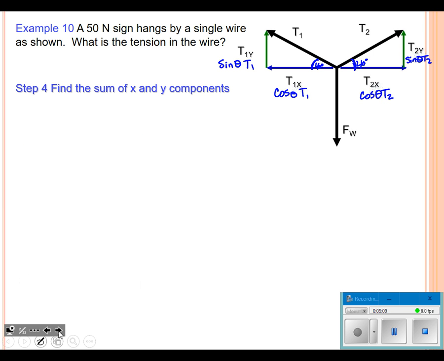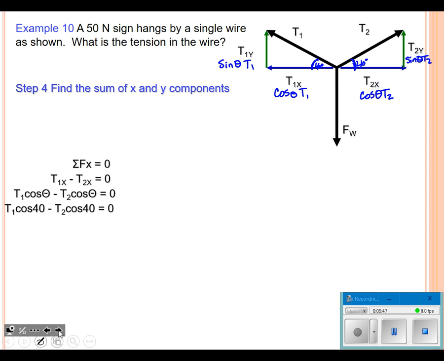All right, so I'm going to find the sums of the x and the y components. So I'm going to talk about my net forces. So I know in my x-plane that everything has to be 0 because my sign's not moving back and forth on the wall. Okay, so in the x-plane I have a T1x and a T2x, but they're going in opposite directions. So I'm going to go ahead and subtract those, but they equal 0 because those are the only forces in the x-plane. Now, I do know that I can expand those out, and it can be T1 cosine theta and T2 cosine theta.